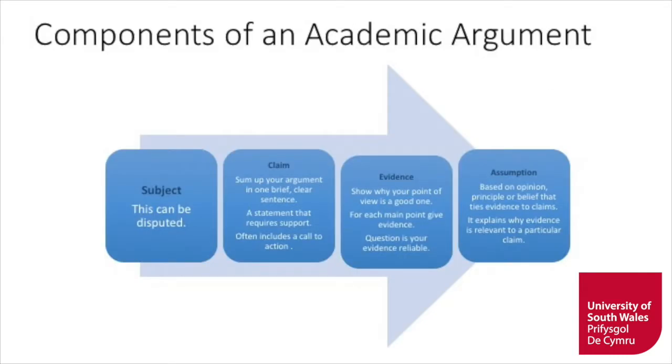Breaking this down further, the components of academic arguments are the subject, which can be disputed. The claim sums up your argument in one clear, brief sentence, or is a statement that requires support, and often includes a call to action. Evidence shows why the point of view is a good one. It may include a main point, and give evidence for each key point. It's also about questioning the reliability of your evidence. The assumption is based on opinions, the principle or belief that ties evidence to the claims and explains why the evidence is relevant to a particular claim. So they're the key components of developing an academic argument.